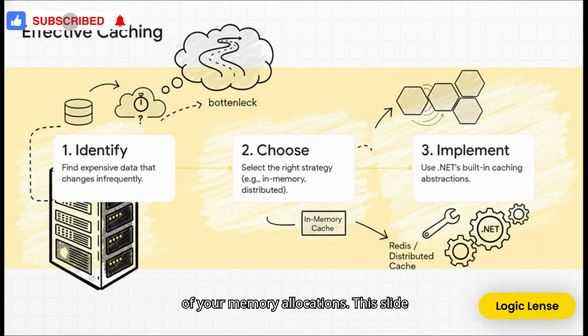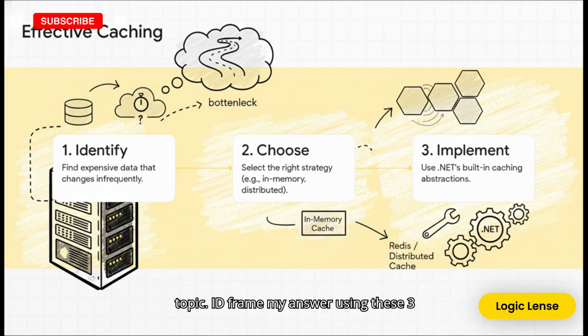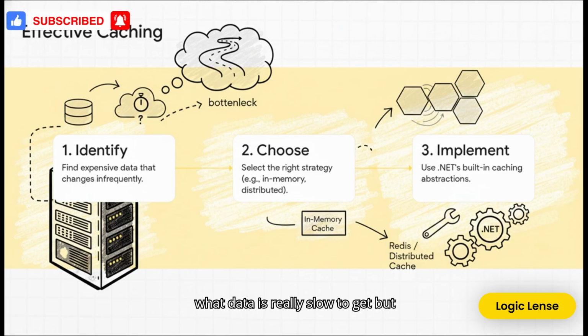This slide lays out a perfect, systematic way to talk about caching, another favorite interview topic. I'd frame my answer using these 3 steps. First, you identify the bottleneck. What data is really slow to get but doesn't change very often?